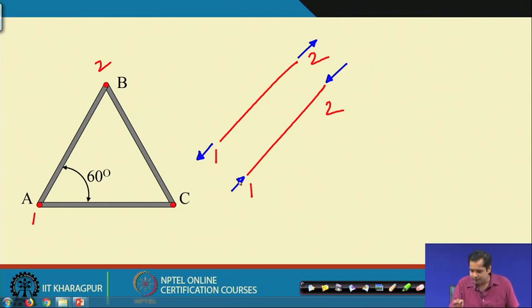Suppose that force is F, and suppose the cross sectional area of this truss is A. Then the definition of stress that we have, sigma: if we take any cross section, the stress is equal to force divided by area. Now, put a star mark here.